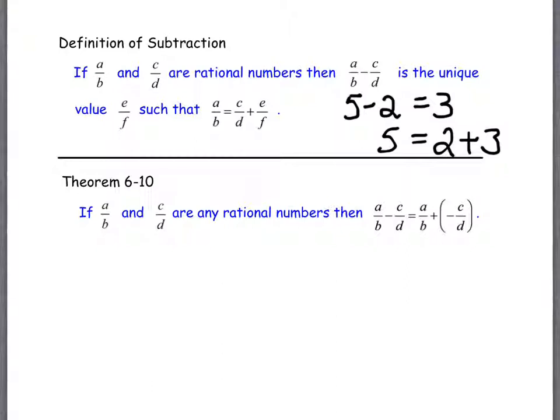All right, Theorem 610 says that if we have two rational numbers that we're subtracting, it's equivalent to saying that they're added with one of them being negative. It's an addition of a negative. So if you're looking at the numbers, again, I'll use whole numbers, not because they have to be whole numbers, but 5 minus 3 is the same as saying 5 plus negative 3. That's all Theorem 610 says.